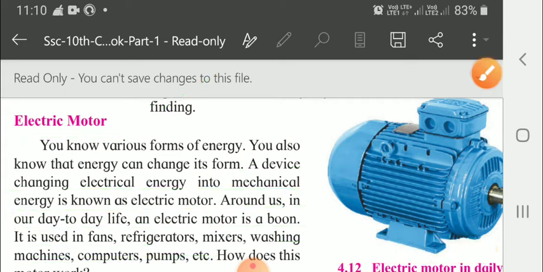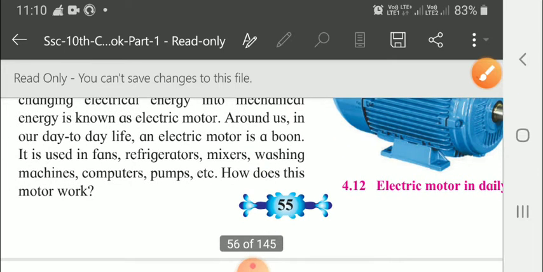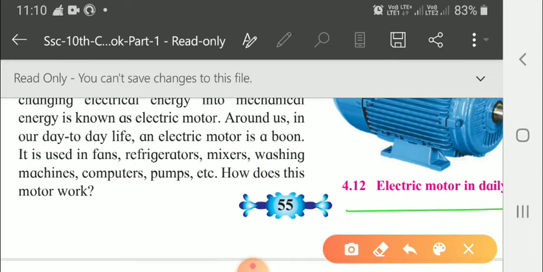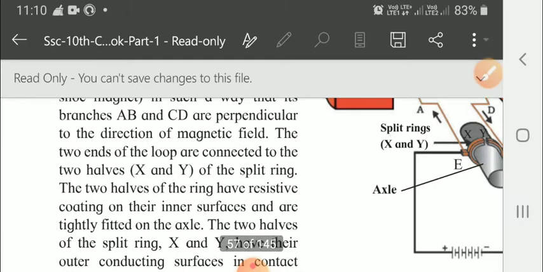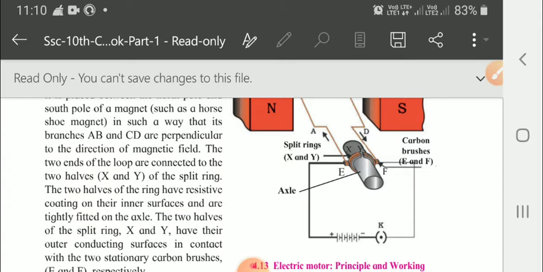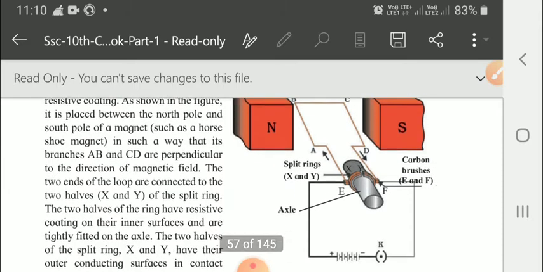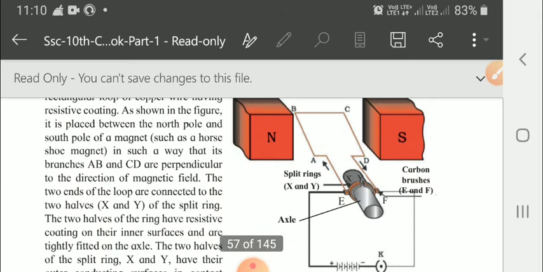So children, you can see here, this is an electric motor. Let us learn how it works. Here is the structure. Children, here I will show you how it works. First of all, you understand the structure.